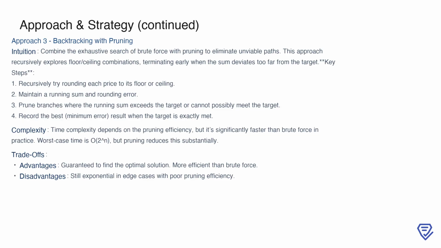When the target sum is exactly met, we record the result if it has the smallest rounding error so far. While this approach is still exponential in the worst case, the pruning mechanism makes it far more efficient in practice. It guarantees the optimal solution but remains computationally expensive for larger inputs where pruning is less effective.